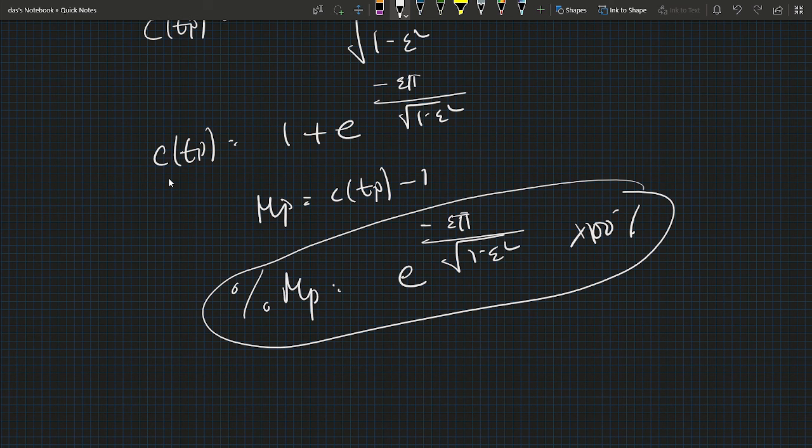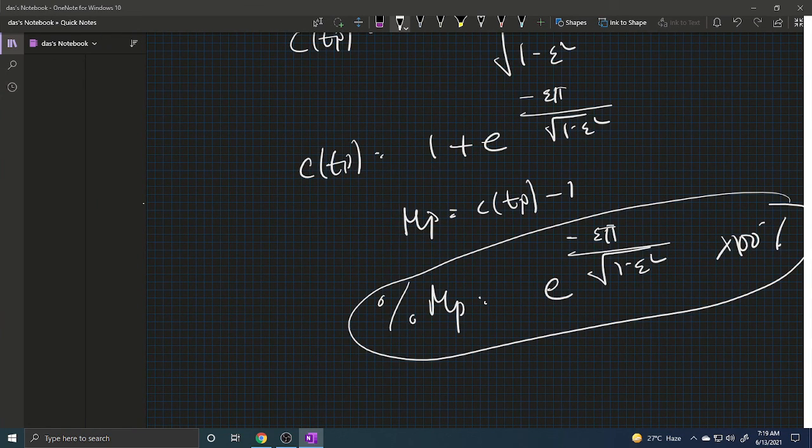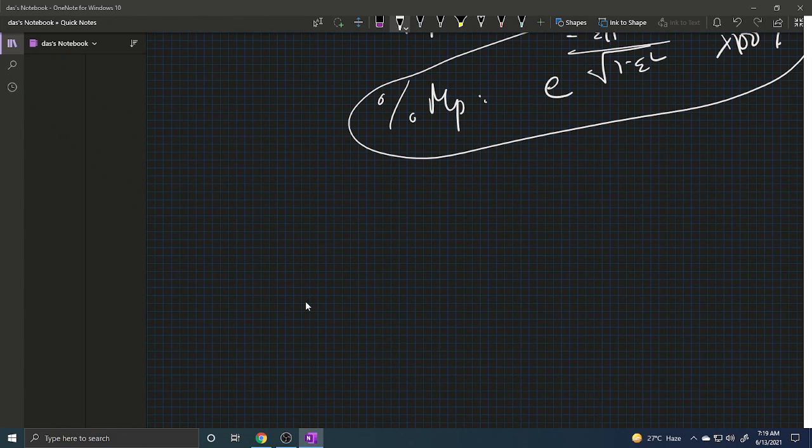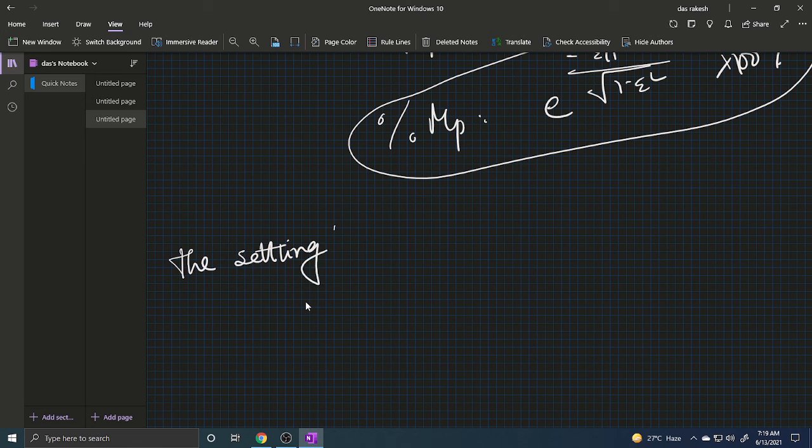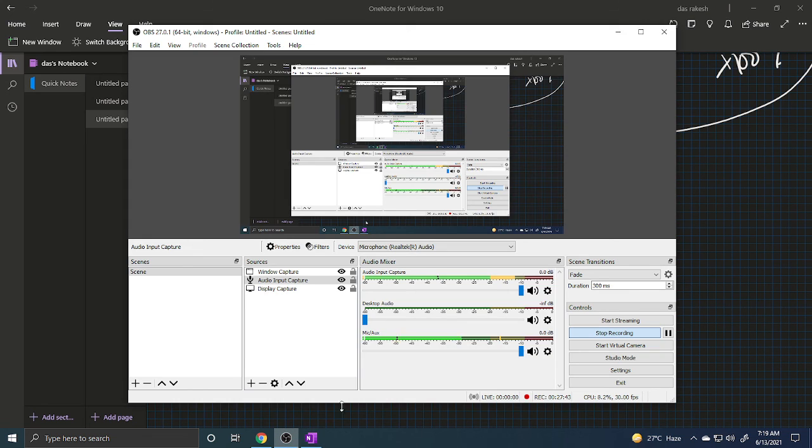Okay, now we talk about our next parameter, which is settling time, also known as Ts. For the settling time calculation, just a minute.